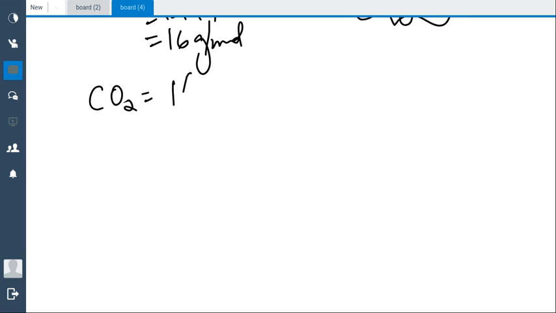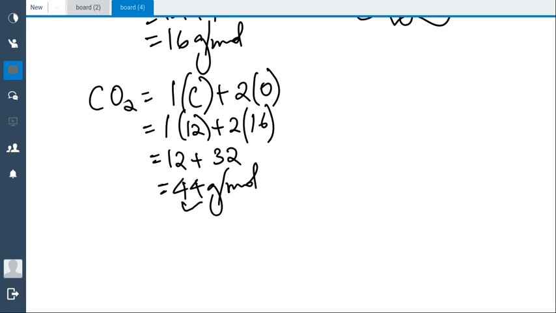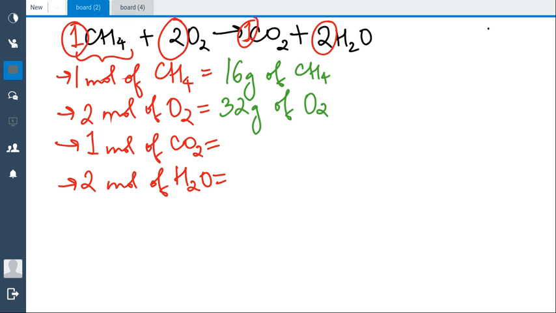Okay, now next is carbon dioxide. CO2. 1 into mass of carbon plus 2 into mass of oxygen. 1 into, what is the mass of carbon? 12. 2 into, what is the mass of oxygen? 16. Now 12 plus 32 will be equal to 44 gram per mole. 44 gram per mole is the molar mass of CO2. So here I can write 44 gram of CO2.